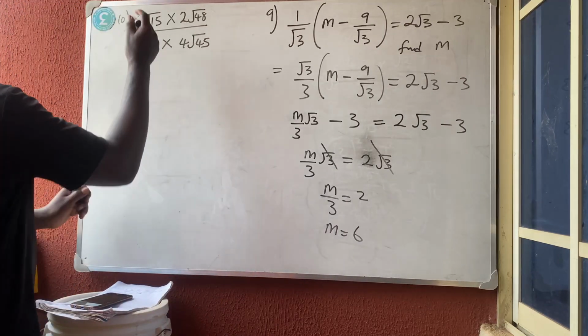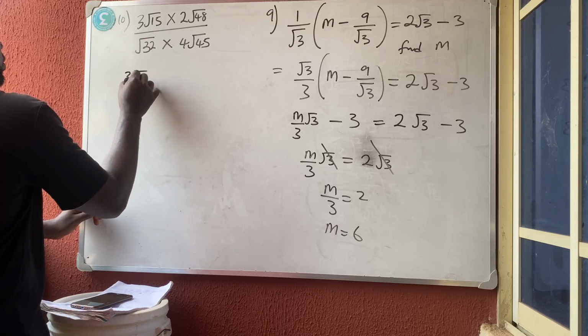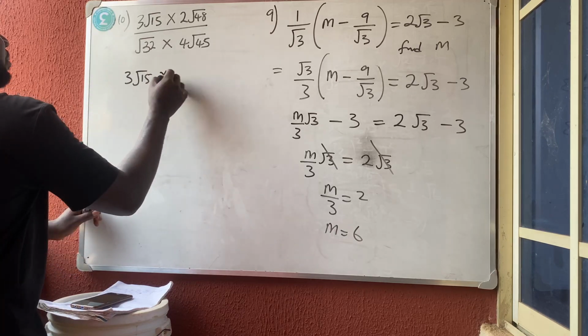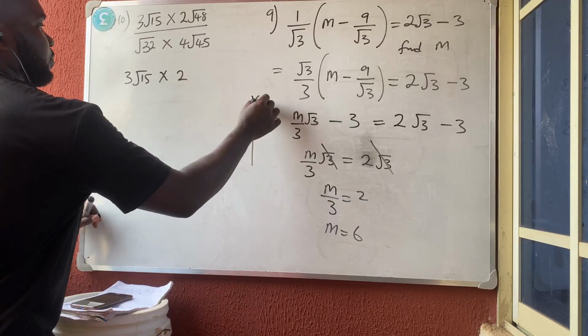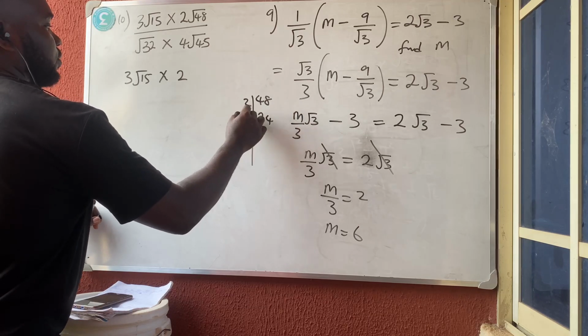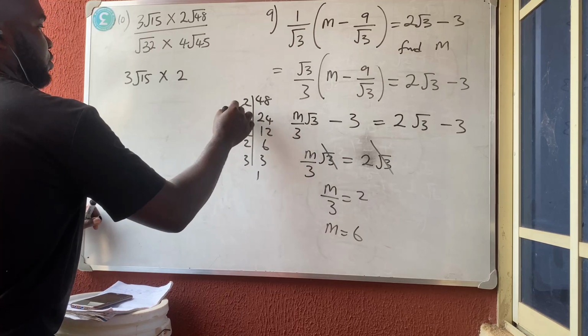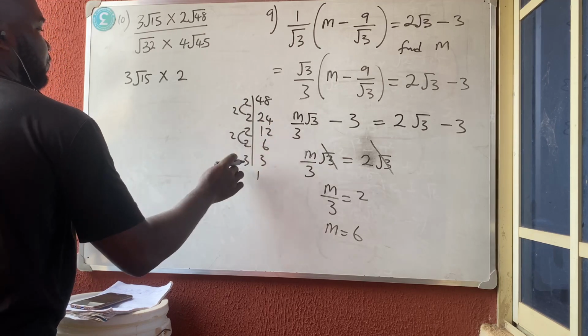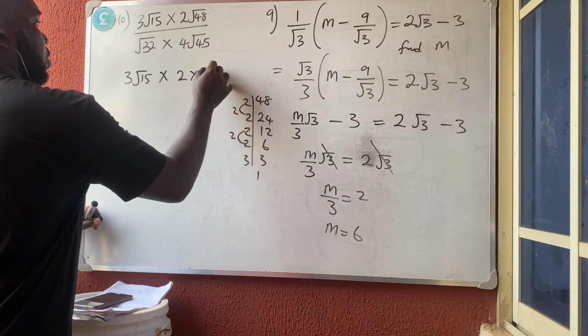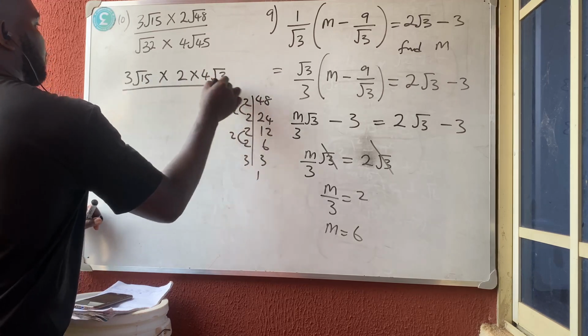15 is not reducible, so I'm bringing it down. 3 root 15, okay, times 2, 48. 2 divide, 24. 2 divide, 12. 2 divide, 6. 2 divide, 3. 3 divide, 1. So 2 and 2. 2 times 2, 4. So I'm having times 4 root 3 all over.